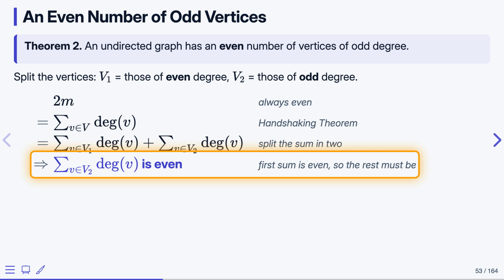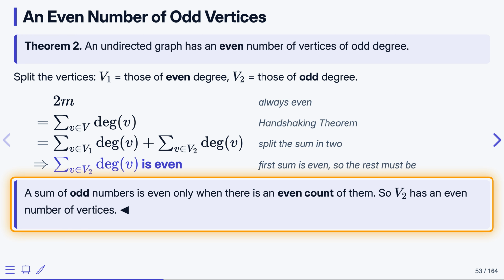Take an even number away from an even number and you get an even number. So the piece over V2 must be even too. And now the last move. That second piece adds up odd numbers. When do odd numbers add to an even total? Only when there is an even count of them. 2 odds make an even. 3 odds make an odd. So V2 has an even size and we are done.